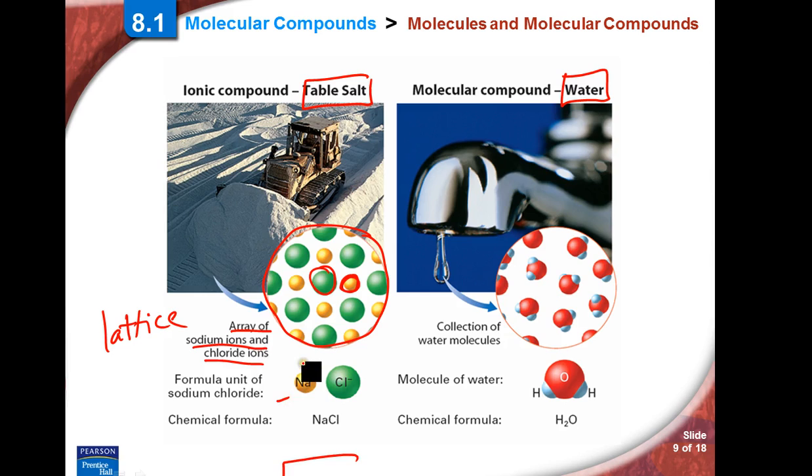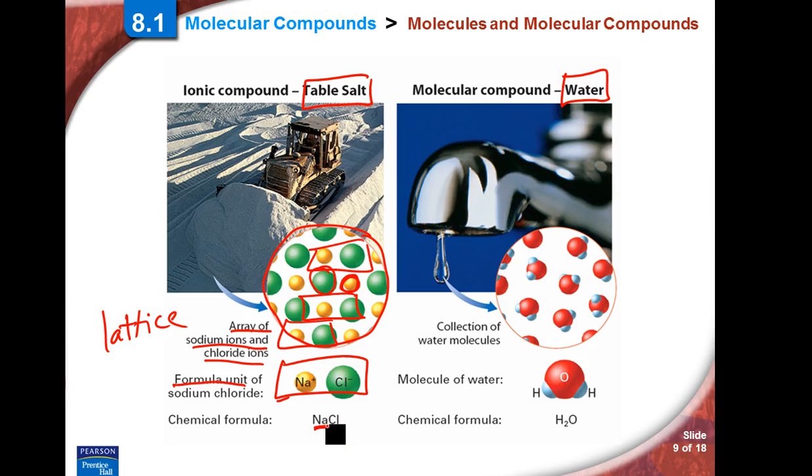The formula unit is one Na and one Cl, and that keeps on repeating itself over and over again throughout the sample. This formula unit is the thing that keeps on repeating itself throughout the sample. The chemical formula is NaCl.